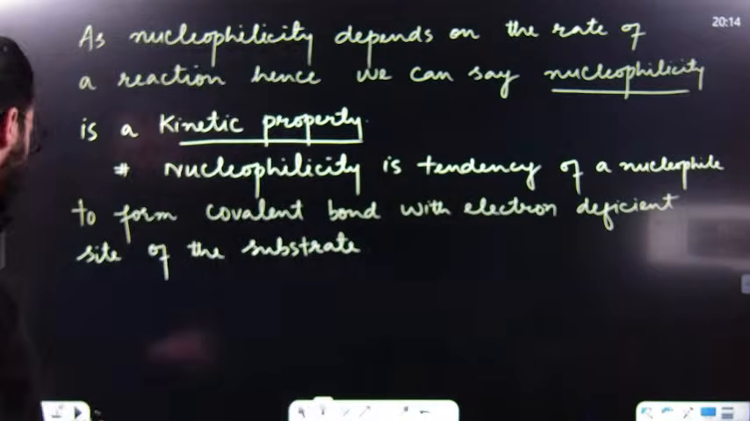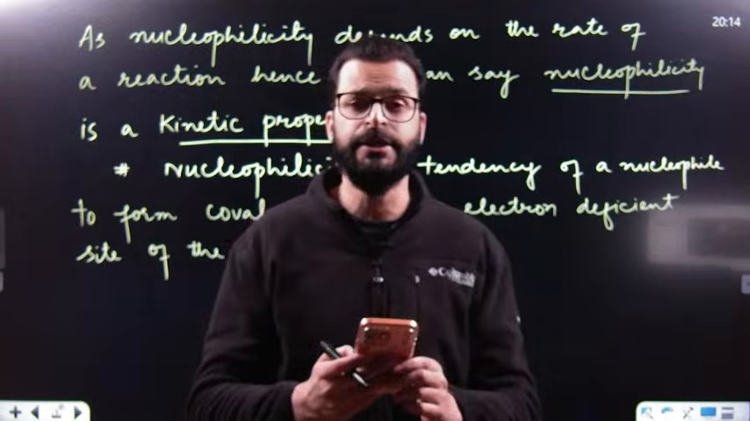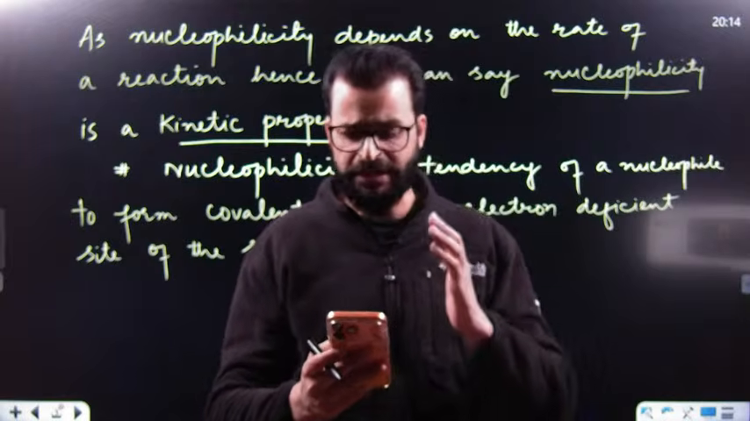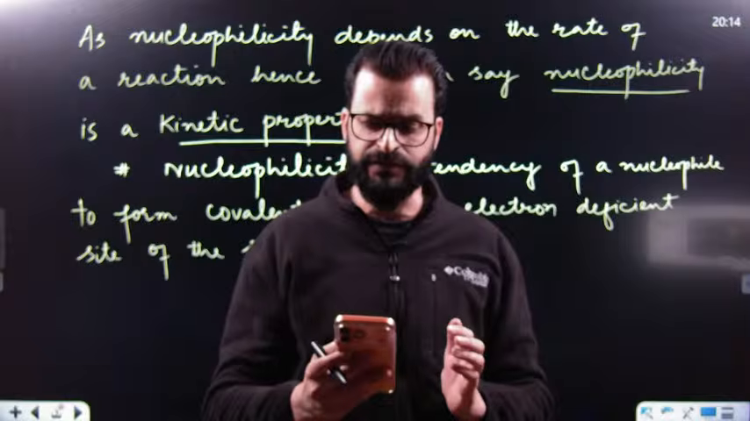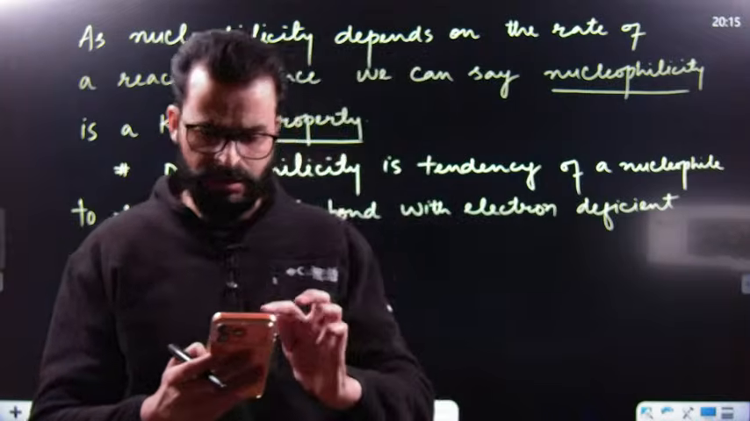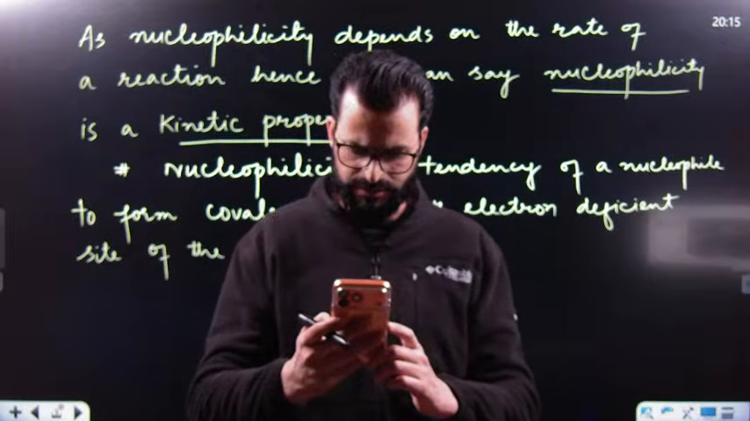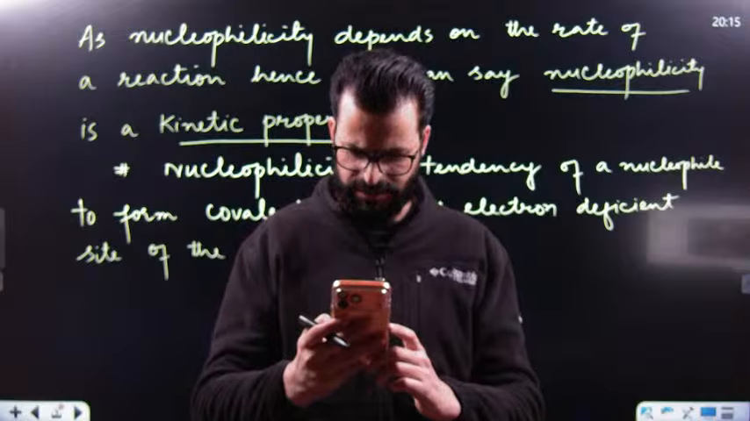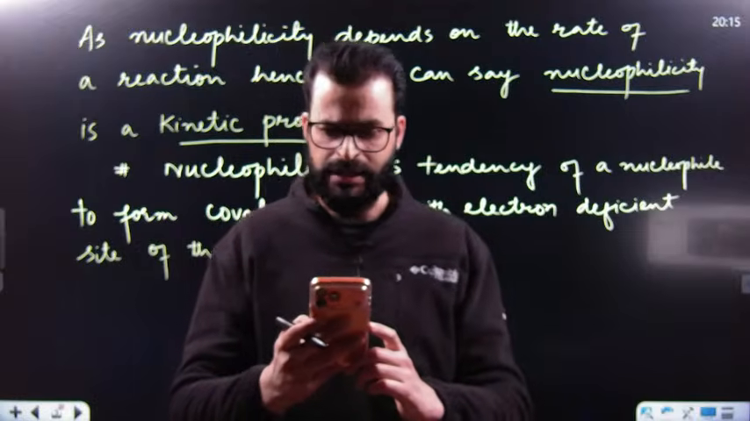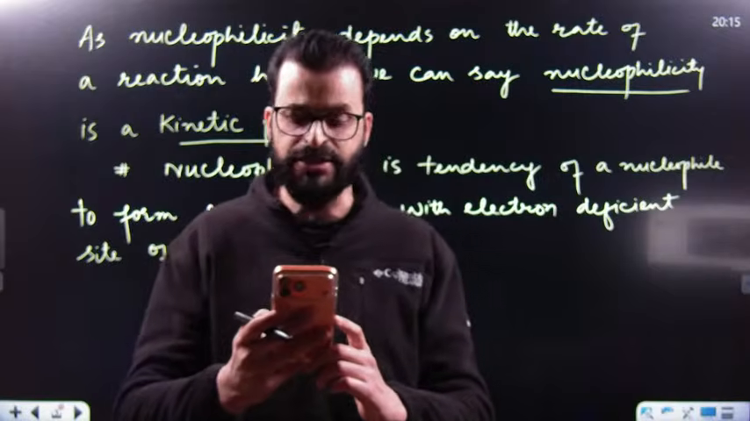I hope this is clear to everyone. Let me know in the chats, is this clear till now? What is a nucleophile, what is nucleophilicity, and third, that nucleophilicity is a kinetic property. Is this clear to everyone? Reply quickly by showing fire emojis. As we don't have much time in today's session, let me know in the chats quickly.